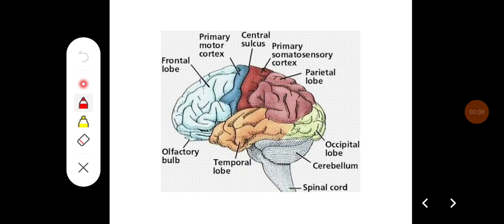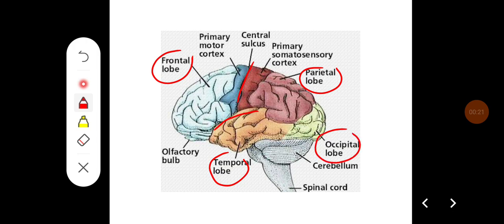Cerebral cortex has been anatomically divided into four different lobes by the central sulcus and temporal sulcus: frontal lobe, parietal lobe, temporal lobe, and occipital lobe. And it is also a functional division as well. It is divided into motor cortex, sensory cortex, auditory cortex, and visual cortex. Frontal lobe acts as a motor cortex, parietal lobe acts as a sensory cortex, temporal acts as an auditory cortex, whereas occipital acts as a visual cortex.